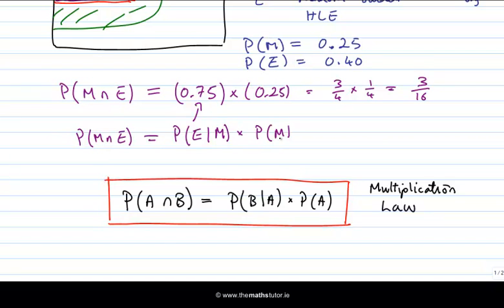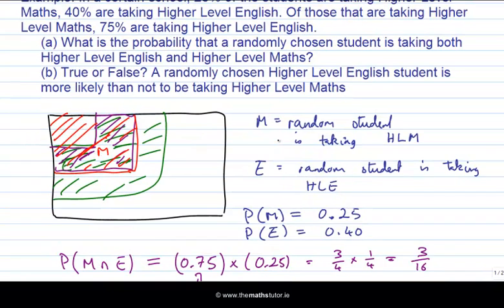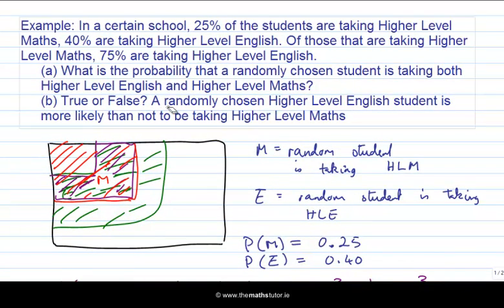Now let's look at part B of this problem. So I'll scroll up for a second. We're asked to decide whether this statement is true or false: a randomly chosen higher level English student is more likely than not to be taking higher level maths. So in terms of probabilities, what are we asking here? Well, we want to look at the probability that a student who is known to be taking higher level English is also taking higher level maths.